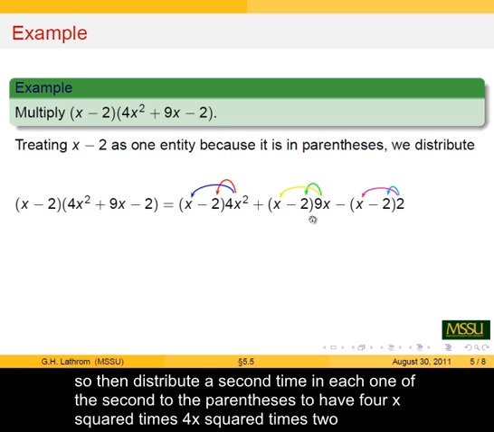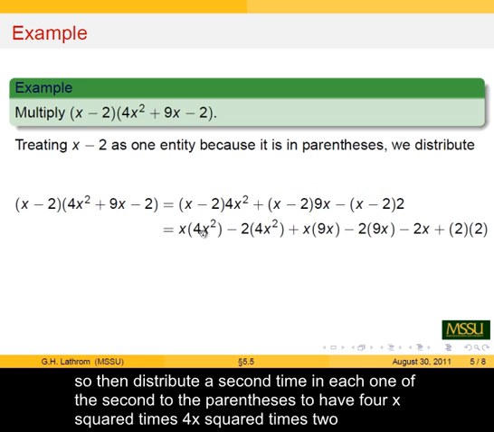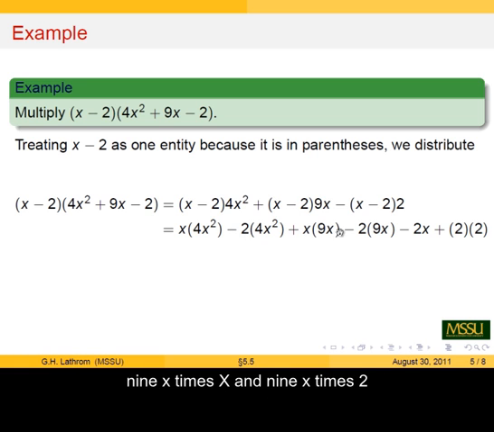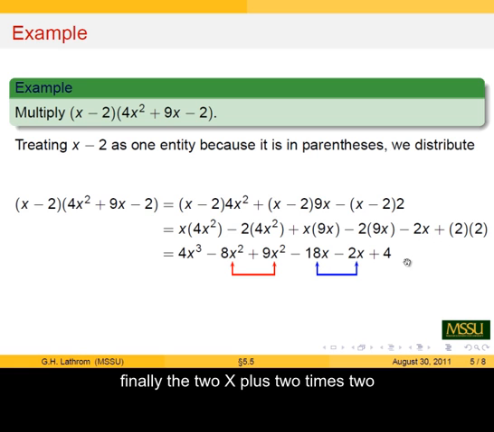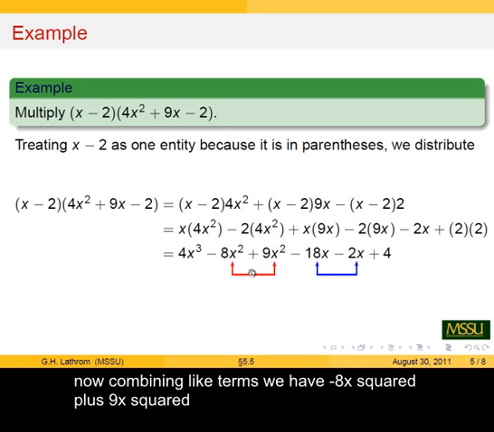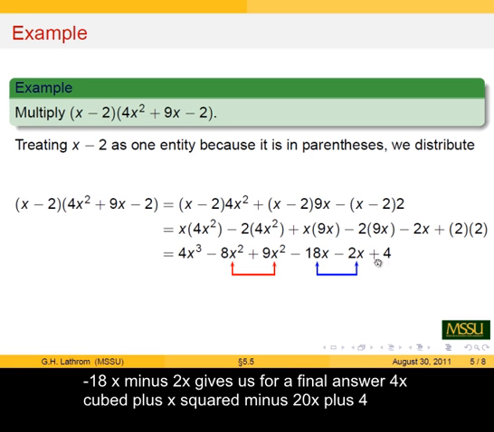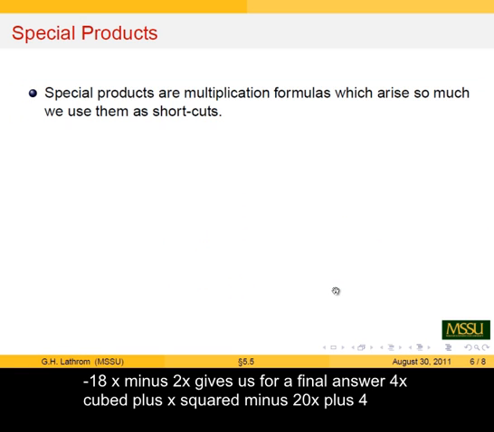Then we distribute a second time in each one of the second set of parentheses. So we have 4x squared times x, 4x squared times 2, 9x times x, and 9x times 2. Finally, x times 2 and 2 times 2. Now we combine like terms. We have minus 8x squared plus 9x squared minus 18x minus 2x gives us, for a final answer, 4x cubed plus x squared minus 20x plus 4.